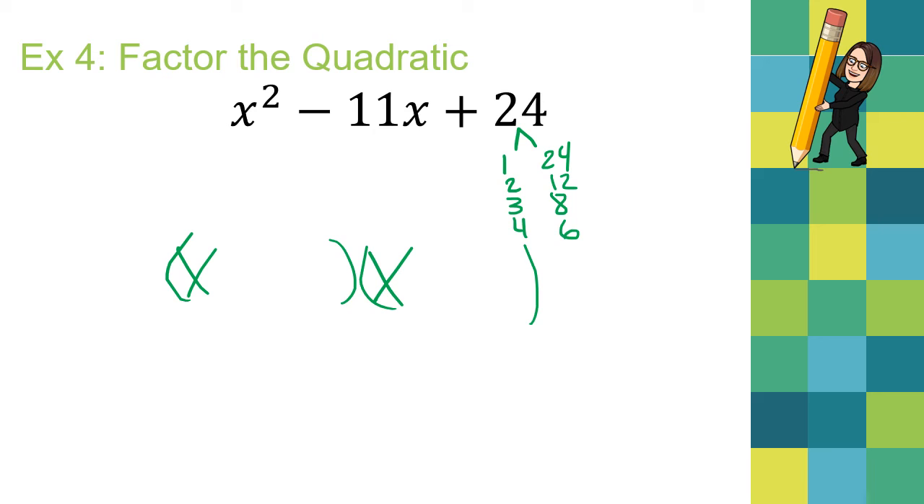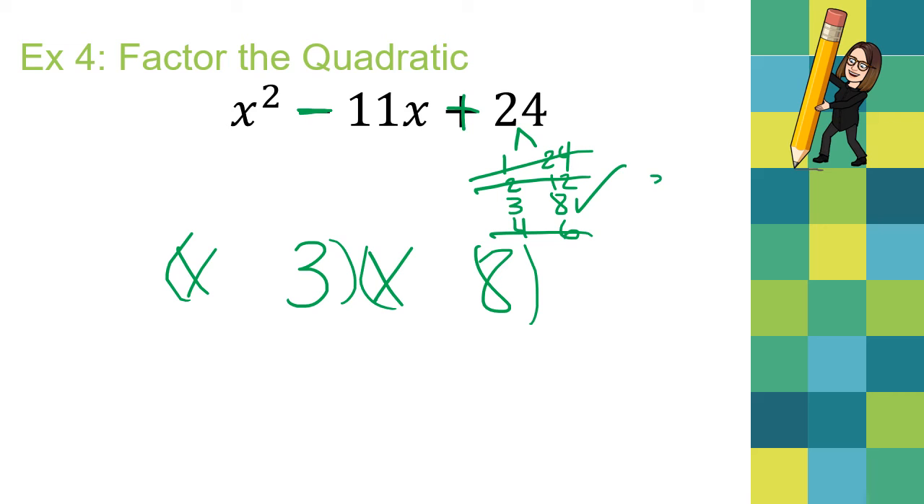Let's see, 1 and 24 can't get me to 11. 2 and 12? Nope, they can't get me to 11 in any way. 3 and 8? Hey, that would work. 4 and 6? Nope, can't get me to 11. So I at least know I have a 3 and an 8. Okay. Now let's play what I call the sign game. They multiply to be positive, but add to be negative.